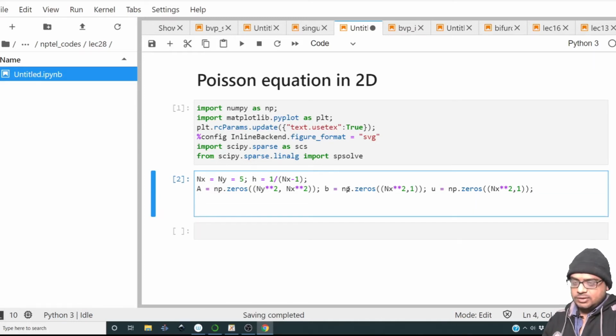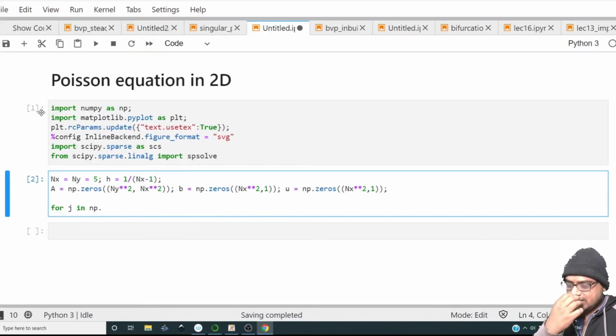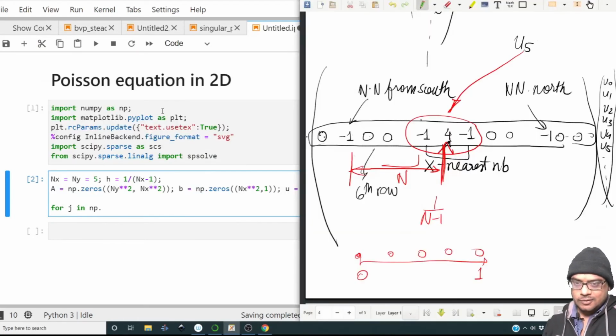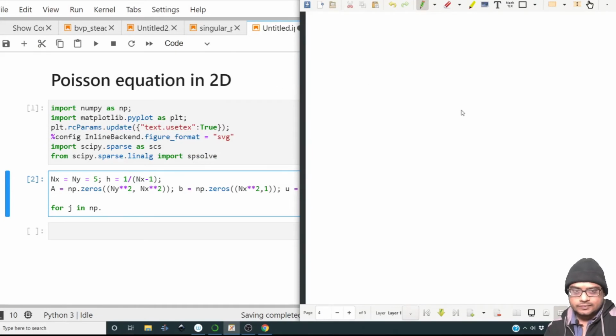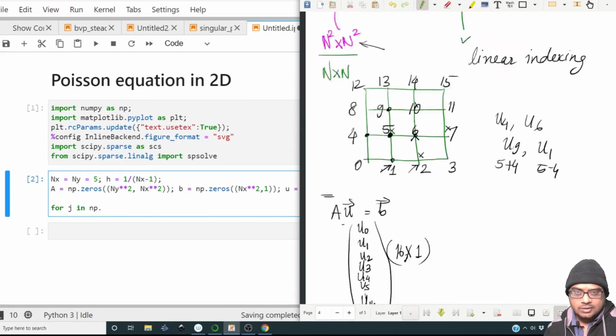So yeah, let us do a loop for j in np dot. Okay, so let us only focus on arriving at the inner points. So what we're gonna do is we're gonna disregard the i equal to 0.